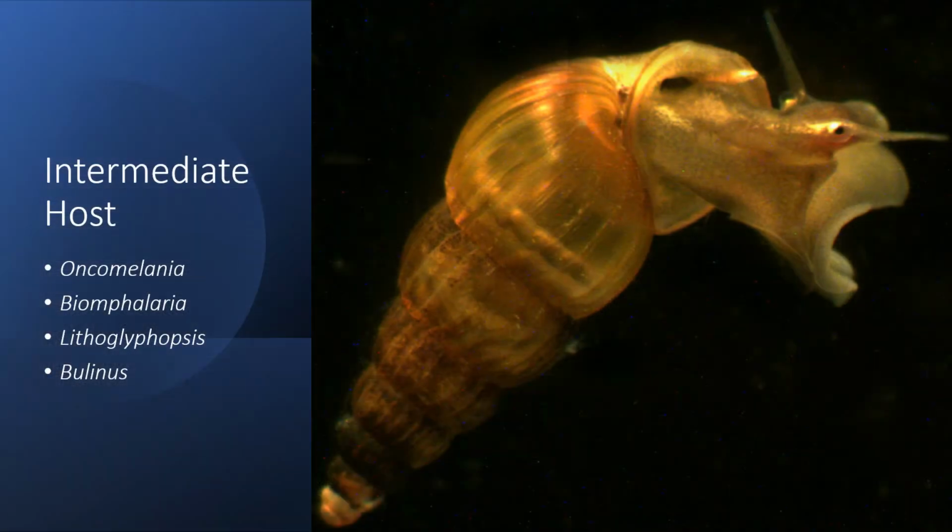So for the intermediate host, we have Oncomelania, Biomphalaria, Lithoglyphopsis, and Bulinus. Oncomelania is common for S. japonicum, Oncomelania hupensis quadrasi. For your S. mansoni, it's Biomphalaria. For this one, this is for Mekongi, and Bulinus for your Hematobium and Intercalatum.